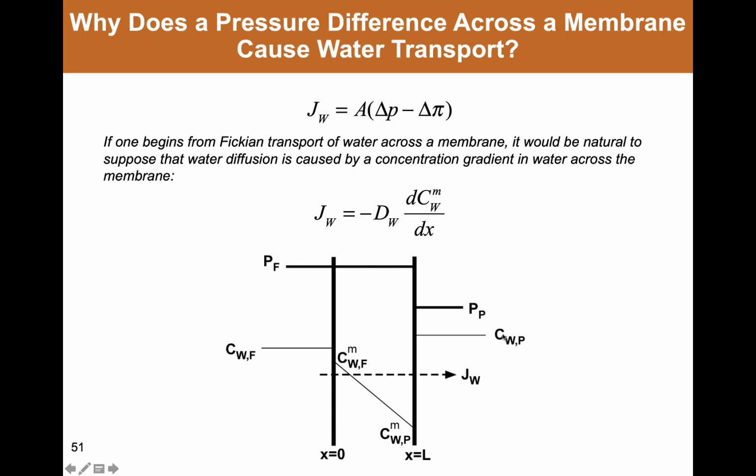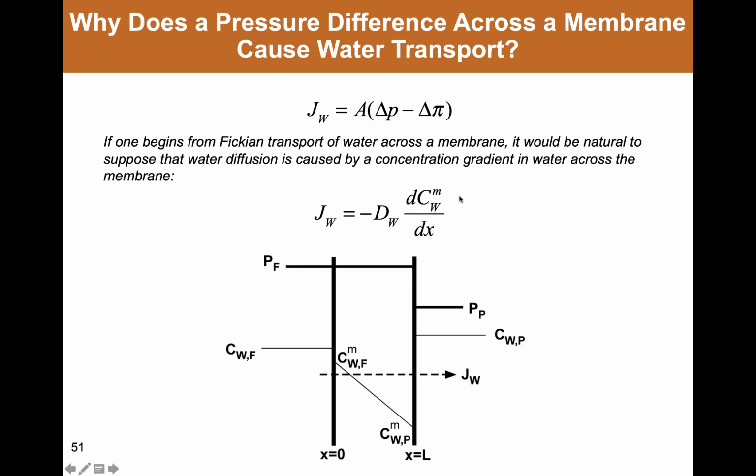Osmosis would normally want to drive water from the high concentration side to the low concentration side, but by applying a high pressure to the feed side, we can actually drive water from the low water concentration side to the high water concentration side. And we do this by setting up a concentration gradient in the membrane that I'll explain in a little more detail. And then the transport just occurs by Fickian diffusion.